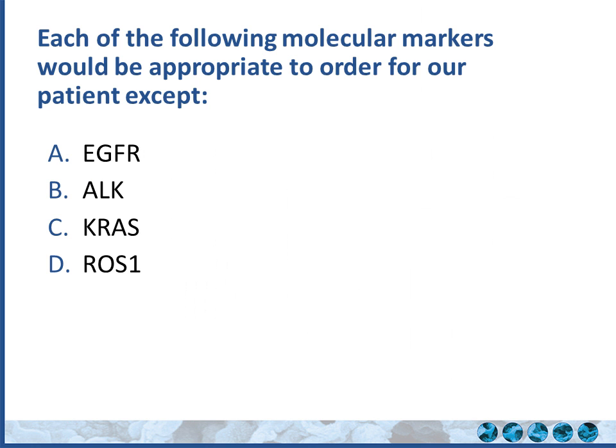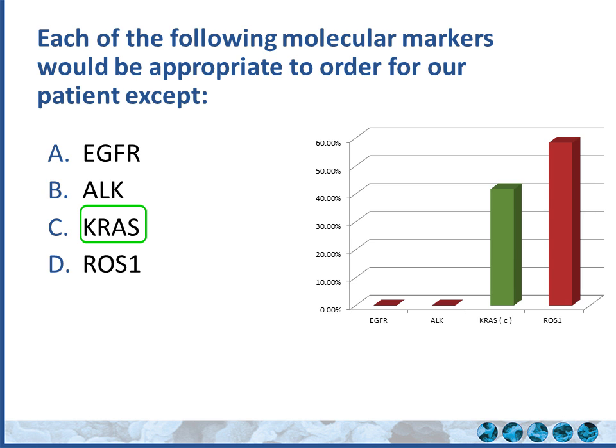Okay. So each of the following molecular markers would be appropriate to order for our patient except: EGFR, ALK, KRAS, or ROS1. Interesting. So EGFR and ALK, obviously, we mentioned there. It's recommended to order EGFR and ALK on all advanced lung adenocarcinomas. KRAS is an older mutation. It's a molecular test that we used to test much more for years ago. But there's no therapy for KRAS.